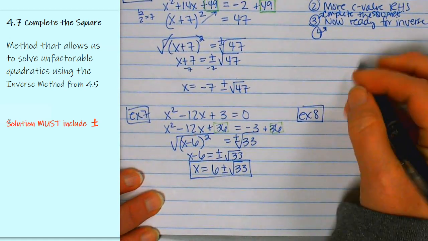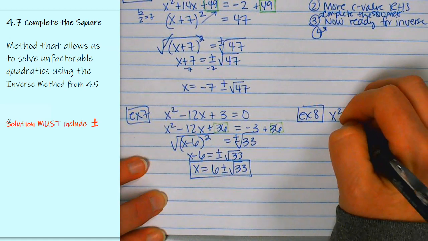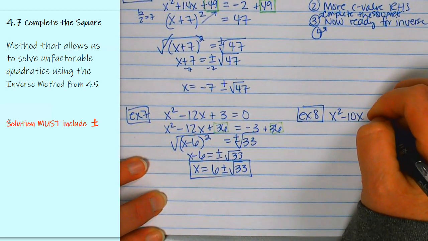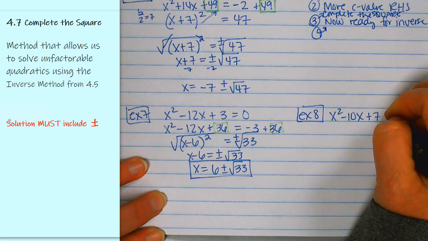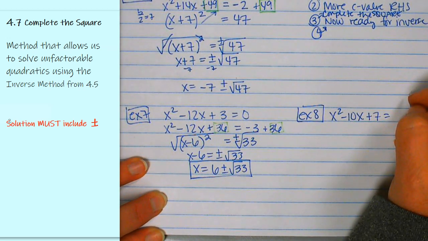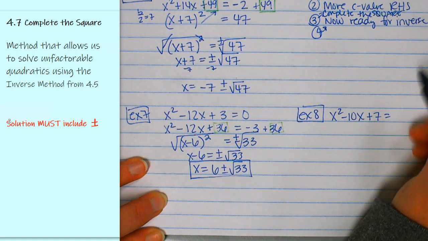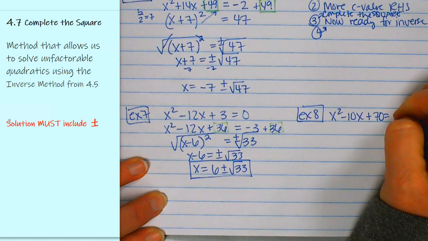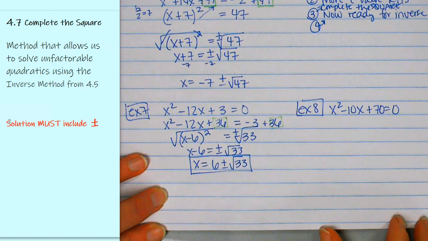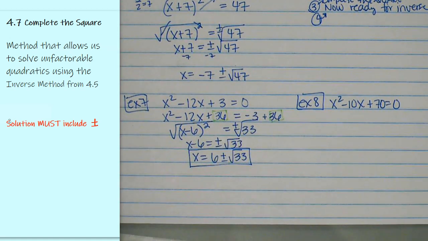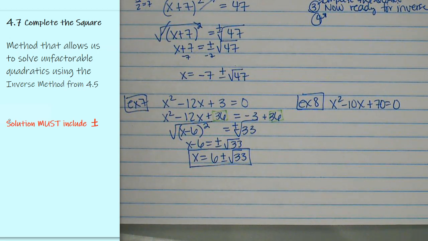So example 8: x squared minus 10x plus 70 equals 0. So there's my new equation. Factors of 70 do not subtract and make 10 or add and make 10. So what do I need to do? You try this one on your own, pause the video, come back and see what you get.